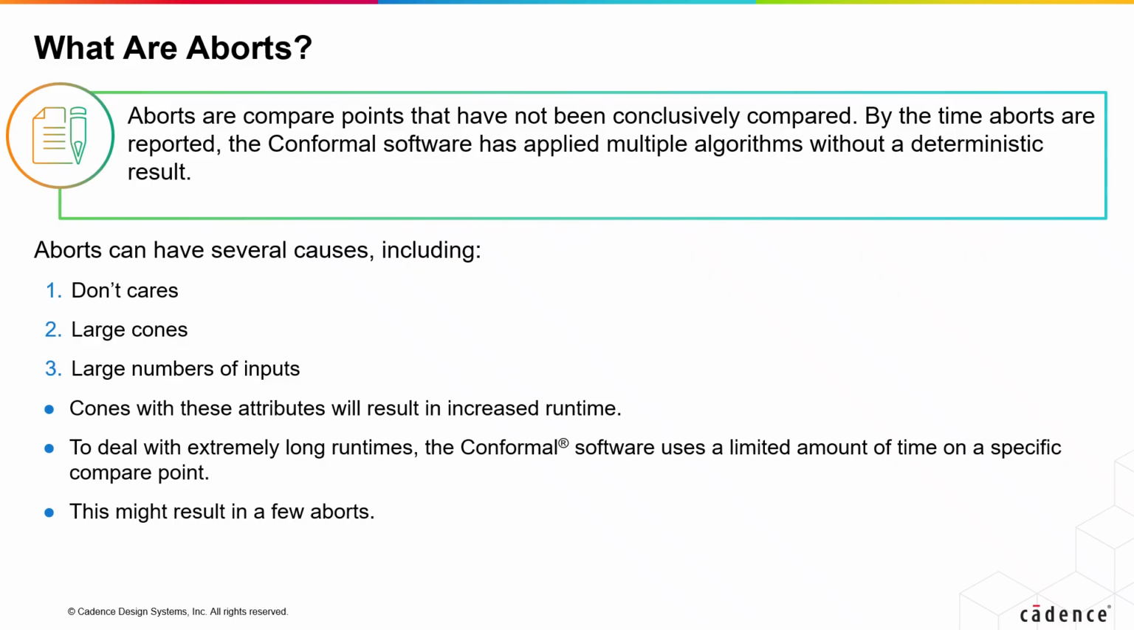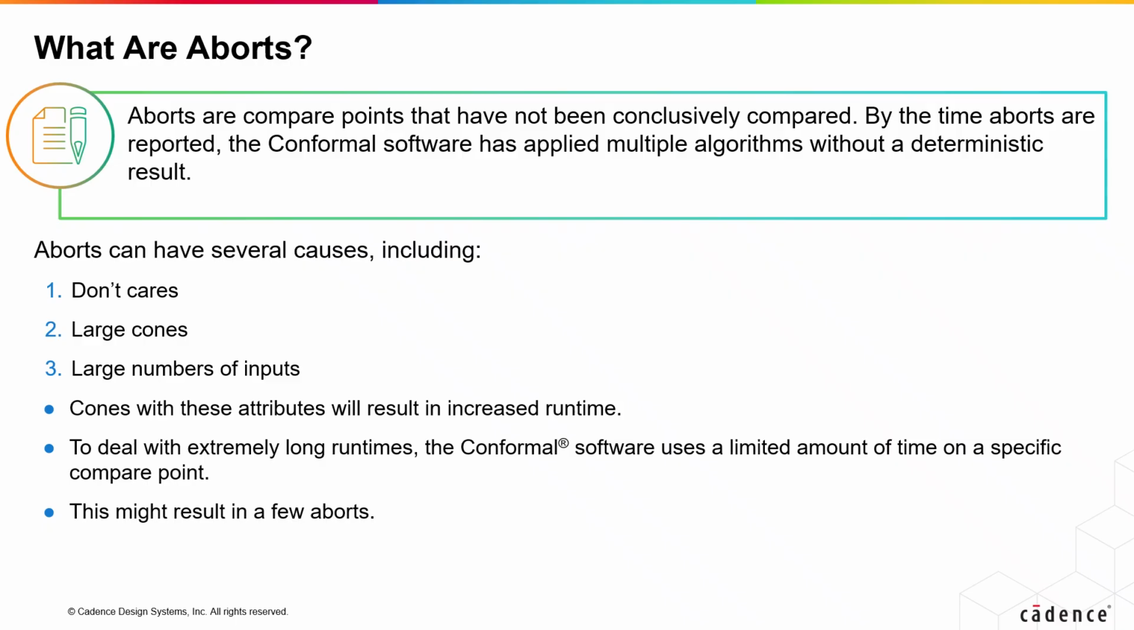To address this increased runtime, what the tool does is assign a specific amount of time on a specific compare point. To move forward, the tool aborts this comparison and moves on to another compare point. Aborts are nothing but compare points that haven't been conclusively compared at this point, and the tool has moved on by the time aborts are reported.